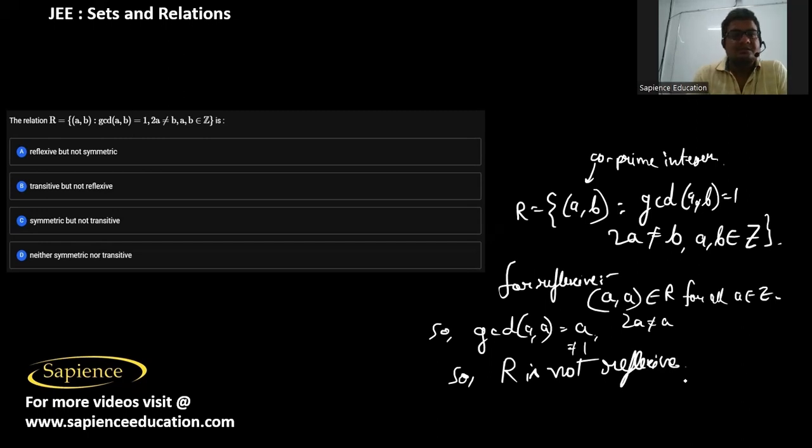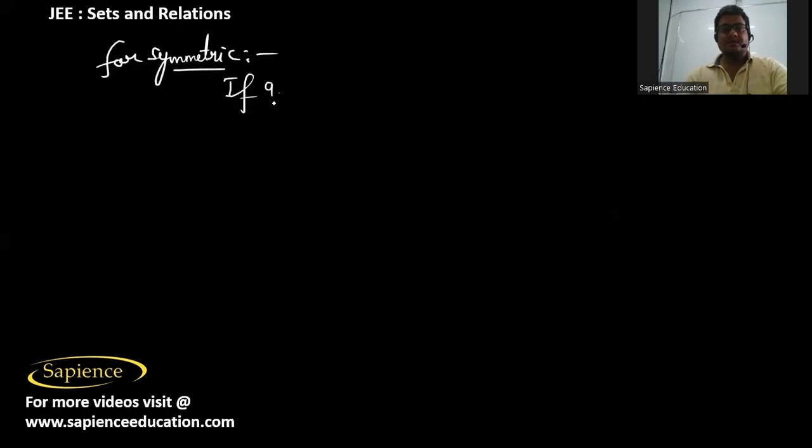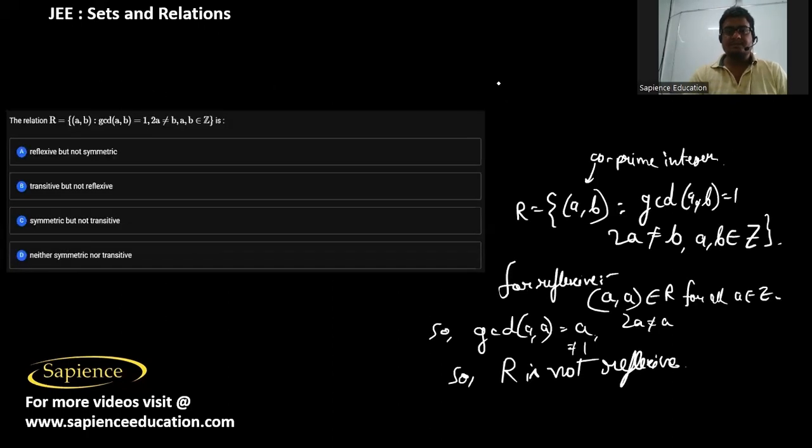R is not a reflexive relation. And then for symmetric, we have to see that if (a, b) belongs to the relation R, then this implies that (b, a) also should belong to the same relation R.